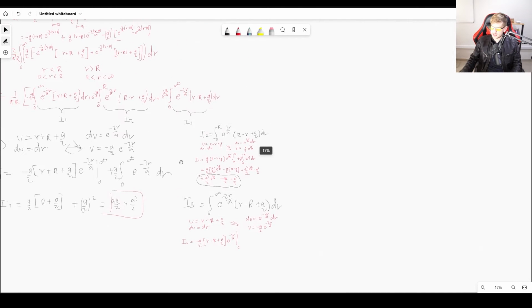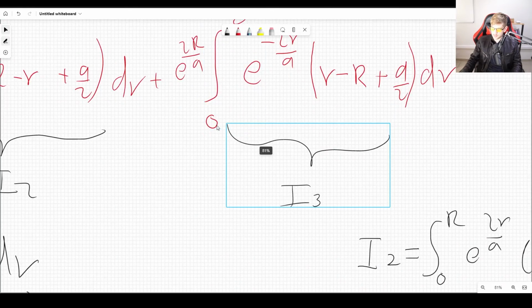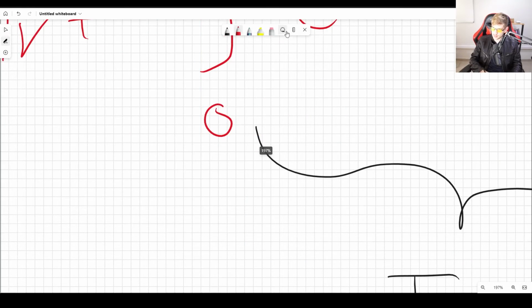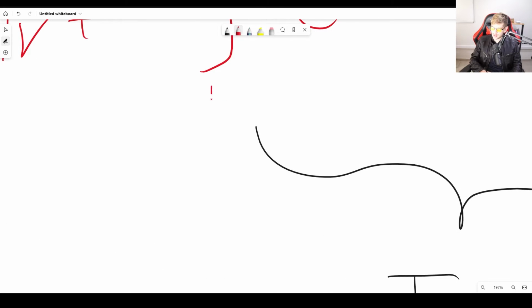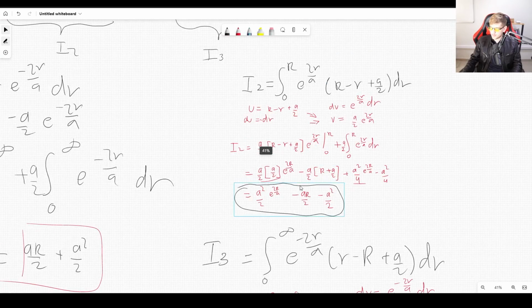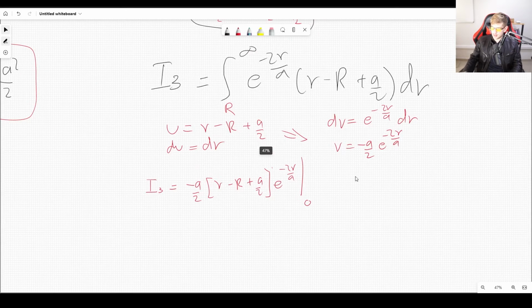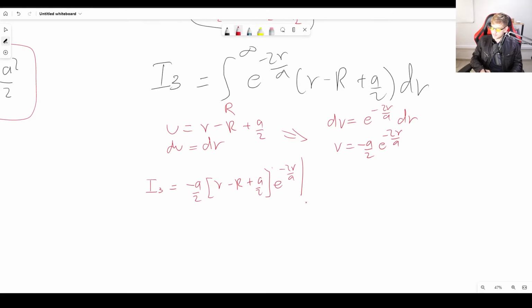wait, is this correct? Wait, there's a typo here. Sorry, this integral goes from r to infinity, not from 0 to infinity, of course. Yeah, so it is from r to infinity. Okay, sorry about that. I'll have to put a comment in to fix that. Okay, so this is from r to infinity.